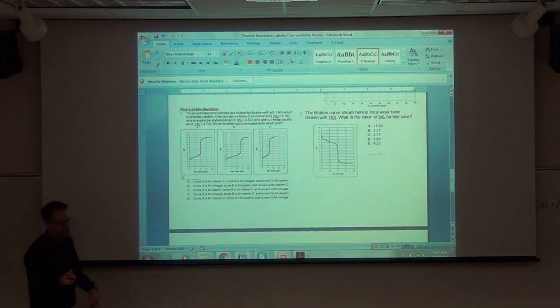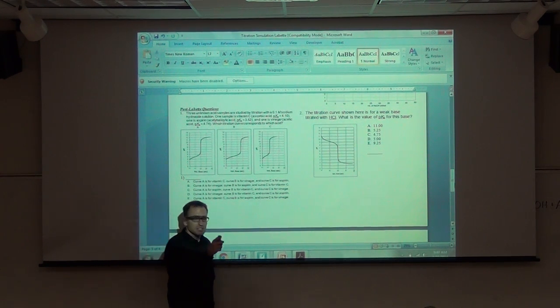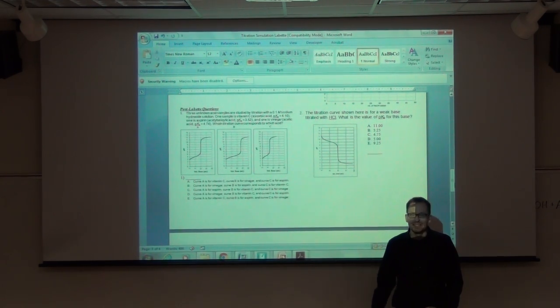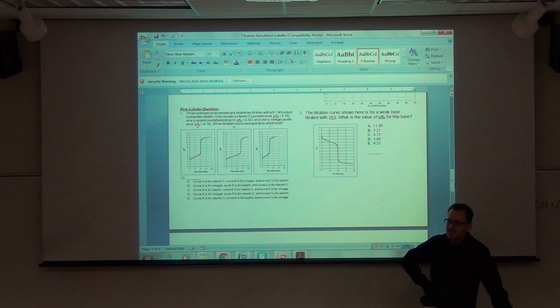Now, why would I know that all three of these are weak acids versus a strong acid? What's the one thing that tells me about that? There's a specific part of the curve. Where would the equivalence point be if it was a strong base with a weak acid? Above 7. If it was a weak base with a strong acid, it's below 7. And then a strong acid with a strong base is 7.